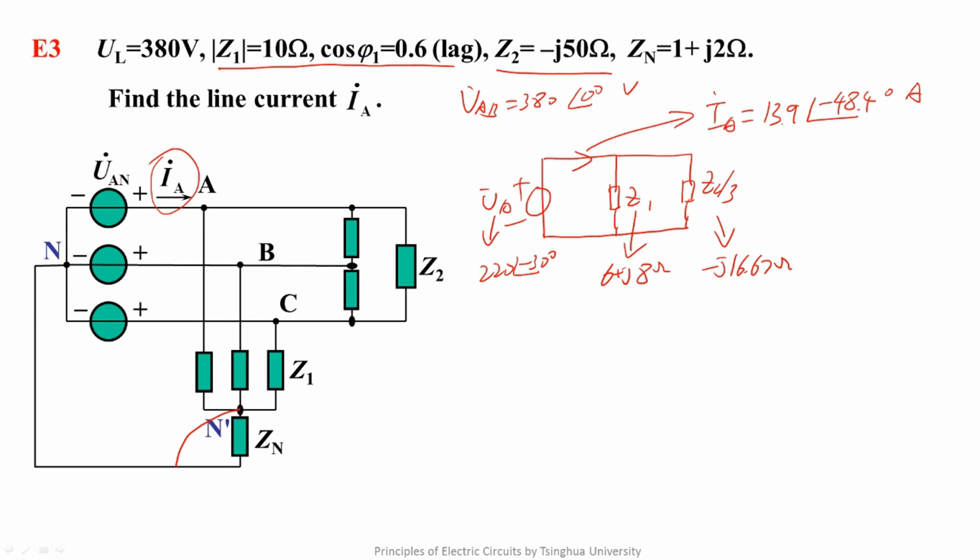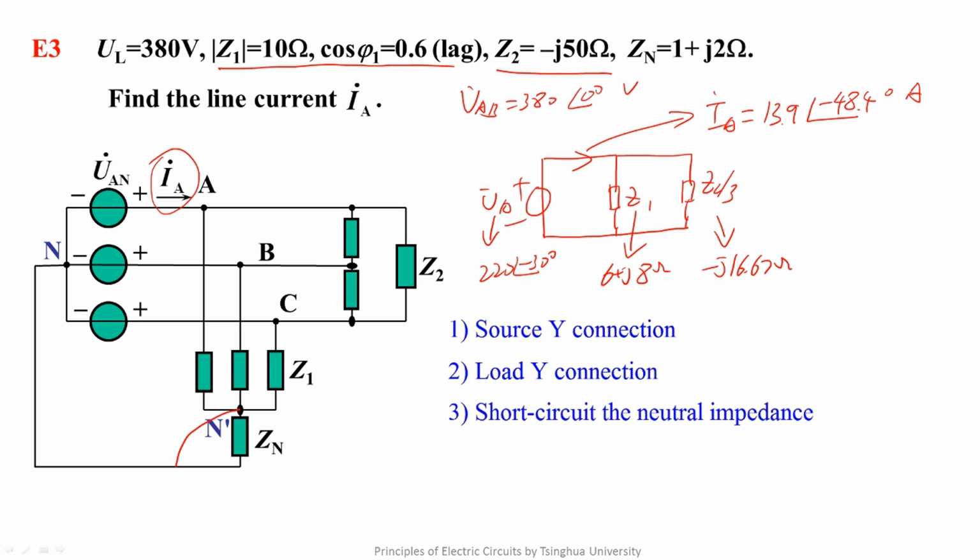After solving these exercises, let's summarize the analysis of the balanced three-phase circuit. Firstly, the connection of all sources should be transformed into the Y connection, and the connection of all loads should be transformed into the Y connection due to the phase-line relationship. The impedance on the neutral line of the load can be ignored or short-circuited. Then, according to the series and parallel connection of the loads, we draw the phase A equivalent circuit, which is shown in the figure, and calculate all the branch currents of phase A.